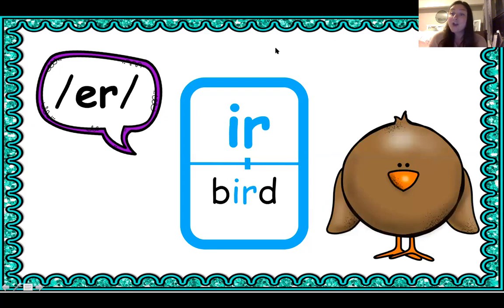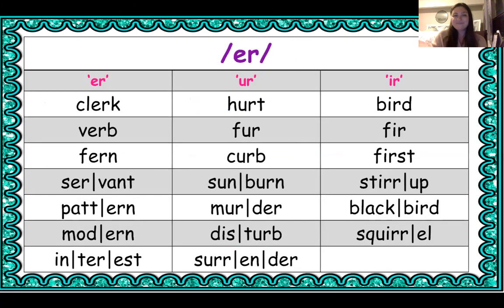Next, I have the sound spelled with IR. If I look at my sound card, IR says /er/ in the word bird. Hear that sound in the word bird? Why don't you practice saying it? Bird. Good job. Okay, so here we have a chart.